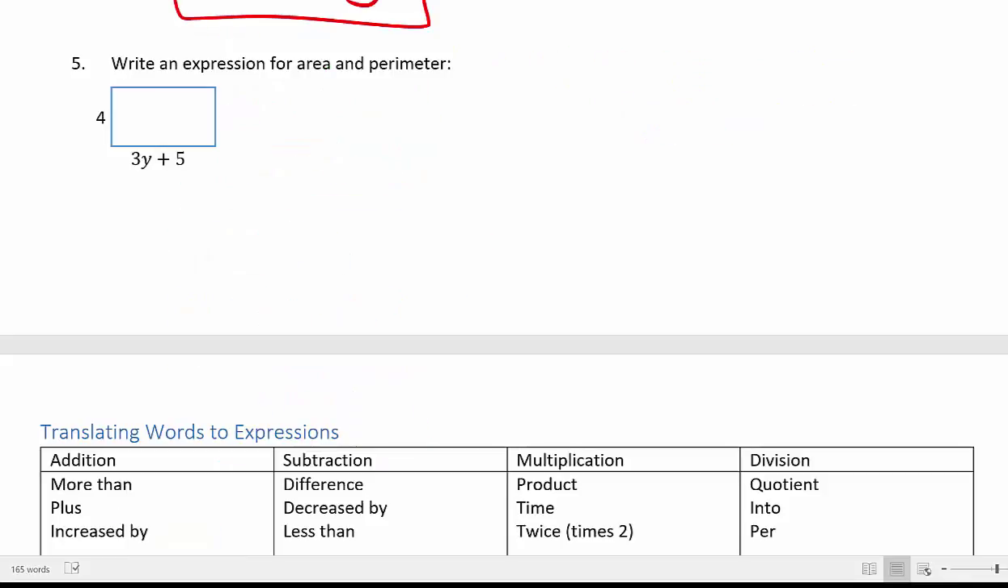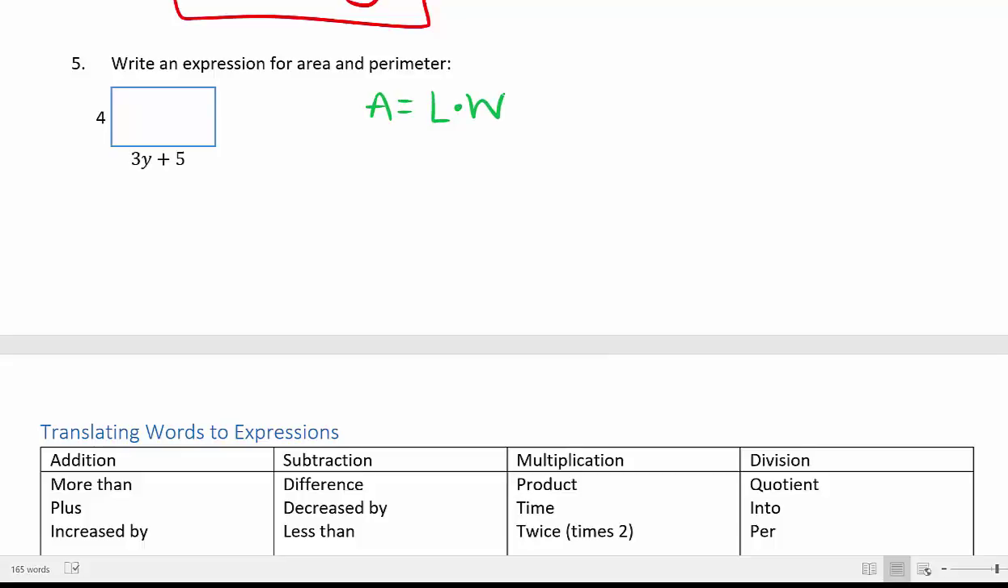You might see a few problems in your homework that ask you to use these properties in the context of some geometry problems. And the one shape I really want you to be familiar with for now is a rectangle. To find the area of a rectangle, you always take length times width.